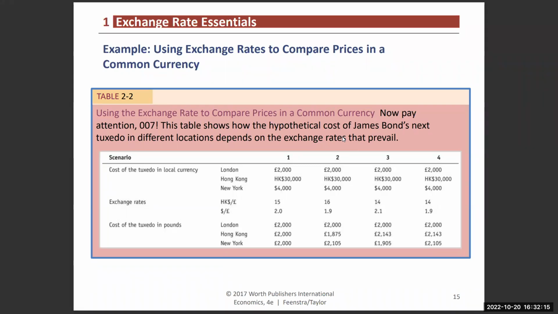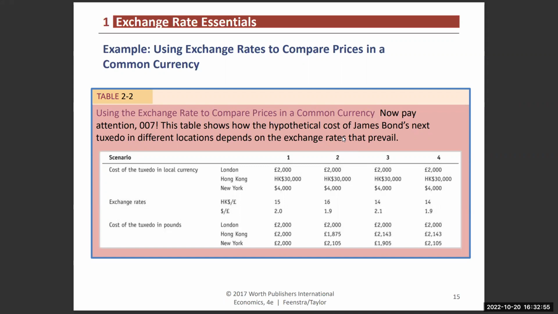Okay, so we do have the cost of the tuxedo in local currency, and we have 3 markets. We have Great Britain, which is London, with pounds. We have Hong Kong, with the Hong Kong dollar, and New York, with the US dollar. So we need to think where is the best place to buy a tuxedo for James Bond, okay? Where is the cheapest price? This is the interest of the Great Britain government, if I may say so. So we have the exchange rates: the Hong Kong dollar per pound and the US dollar per pound, okay?